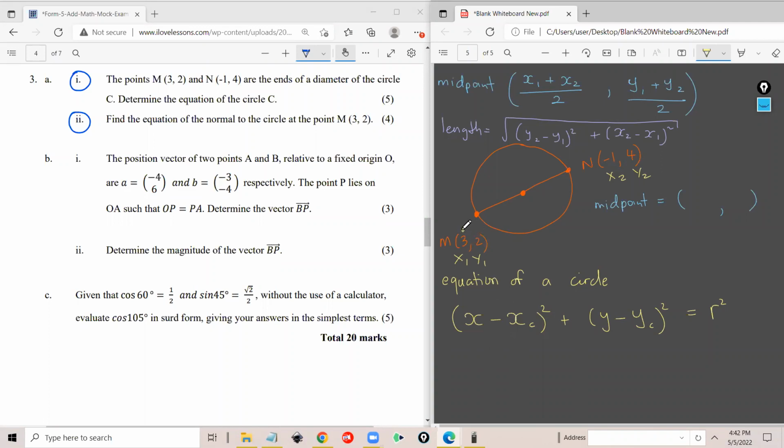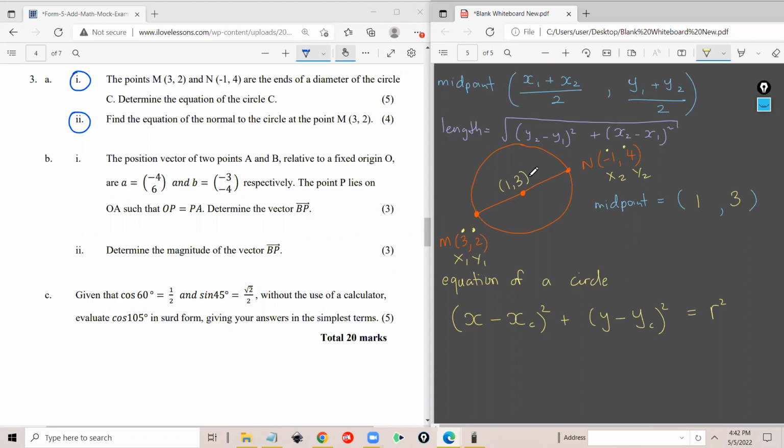If we add 3 and minus 1, we're going to get 2. 2 divided by 2 is 1. And then if we take the 2, add 4, that is 6. 6 divided by 2 is 3. All right, so the correct answer for the midpoint, I'm pretty sure, is 1, 3.